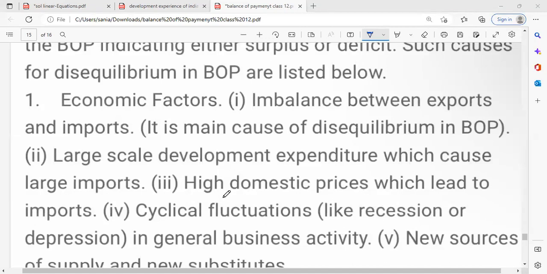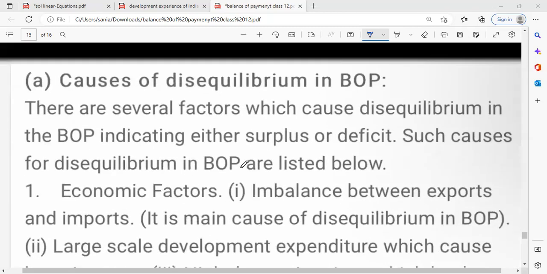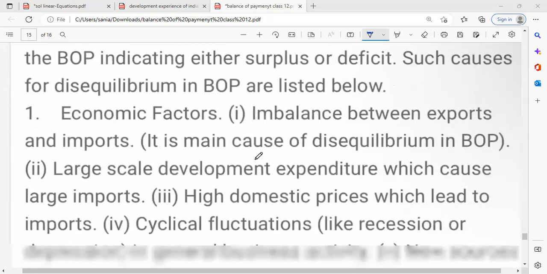Then cyclical fluctuation leads to recession and depression, right? So because of that also people purchase from other countries. And then new sources of supply and new substitutes. For example, in your country you have the old version of the television, but in another country they are selling the latest technology. So you will purchase it from somebody else, right? So again your import will increase, but your export stays the same. So these are the economic factors which lead to disequilibrium in the BOP.